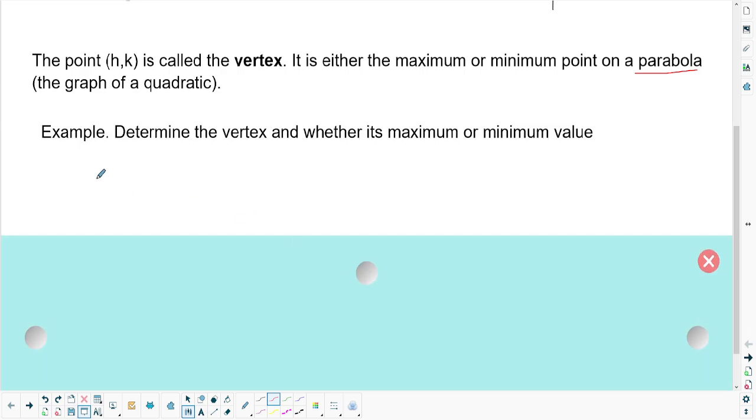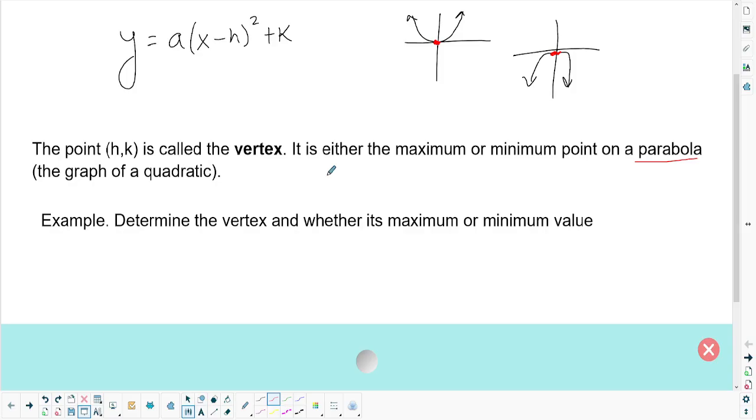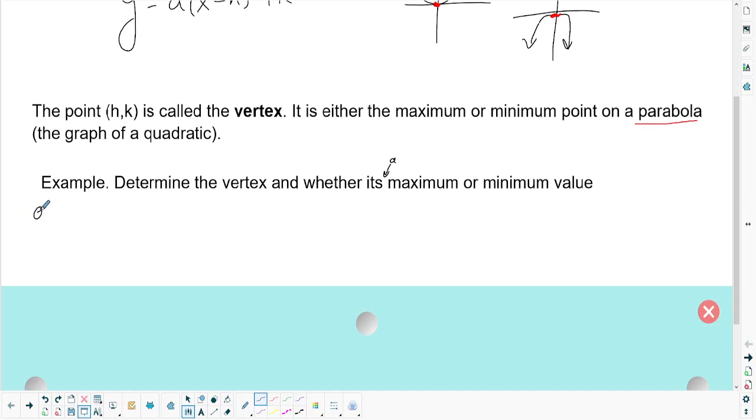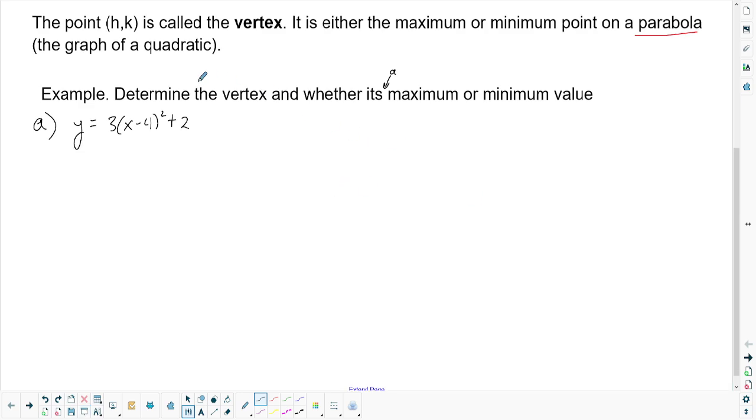So we're going to do an example. We're going to determine the vertex and whether it's a maximum or a minimum value. I guess I should have the letter a in there. So if it's a maximum or minimum value. The first one we're going to do is y equals 3 bracket x minus 4 squared plus 2. And if things are going too fast, just remember, you can pause the video at any time. Just write down what you need to write down. Okay. So there are a bunch of rules that you can follow. You can check a bunch of boxes, and that will tell you exactly what's going on here.